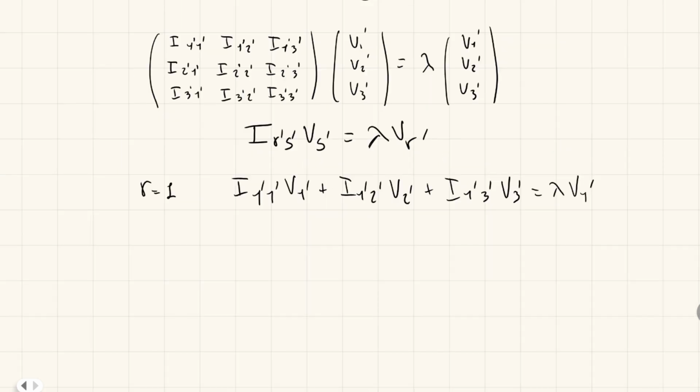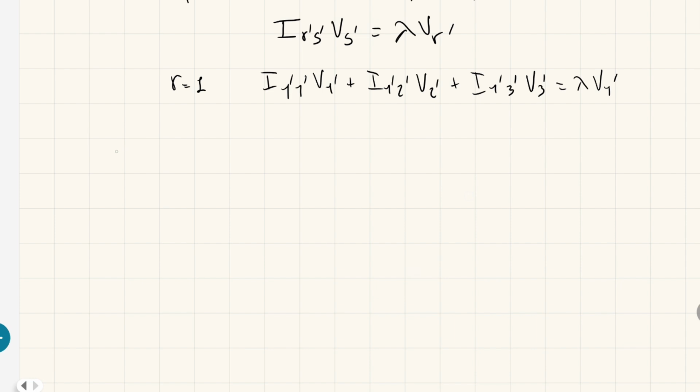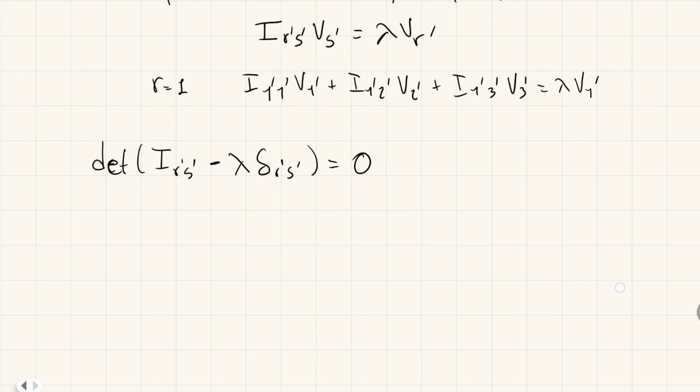Perfect, so we can just summarize this product of matrices with this equation that I just wrote here. Remember that lambda is an eigenvalue of the matrix I. That means that if we take the characteristic polynomial as the determinant of I r prime s prime minus lambda times the Kronecker delta r prime s prime equals 0. This equation follows from lambda being an eigenvalue of I, of course. So we are going to see what happens with this equation.